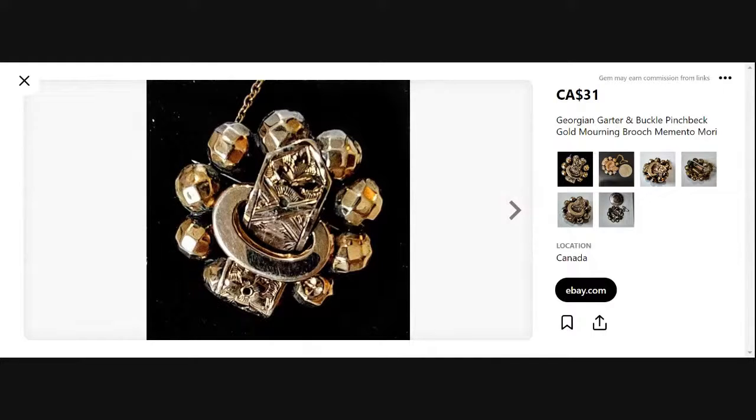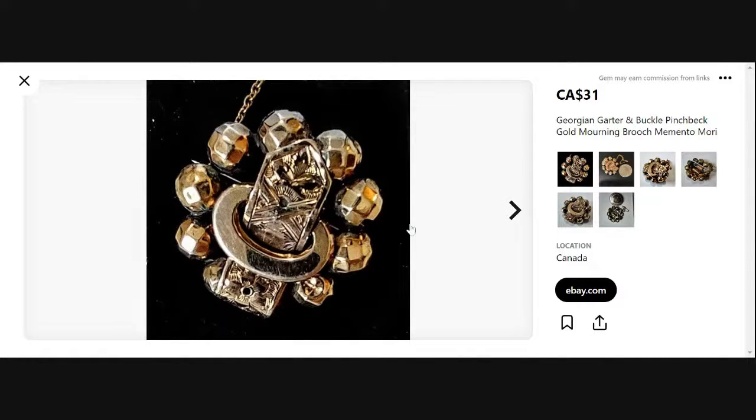And then they add gold mourning brooch, memento mori. Okay, well, that is, again, someone throwing a lot of terms out there that do not belong. I would say that this is a very interesting, likely Victorian brooch. We've got that wonderful kind of hammered detail, which is a motif that you would see.